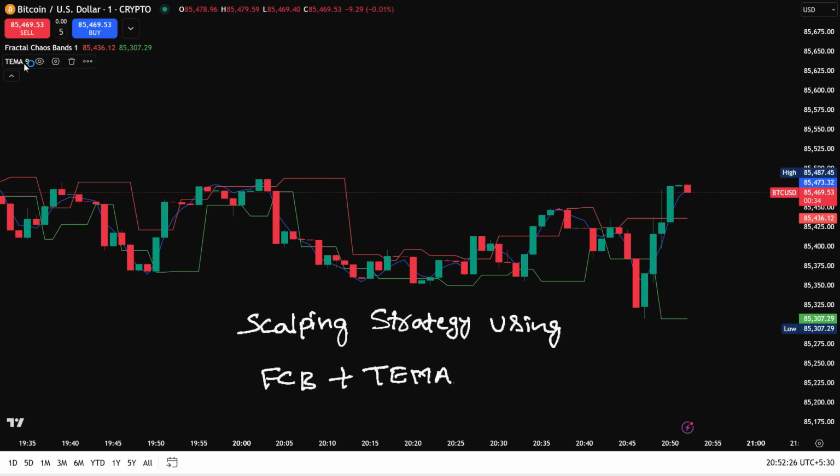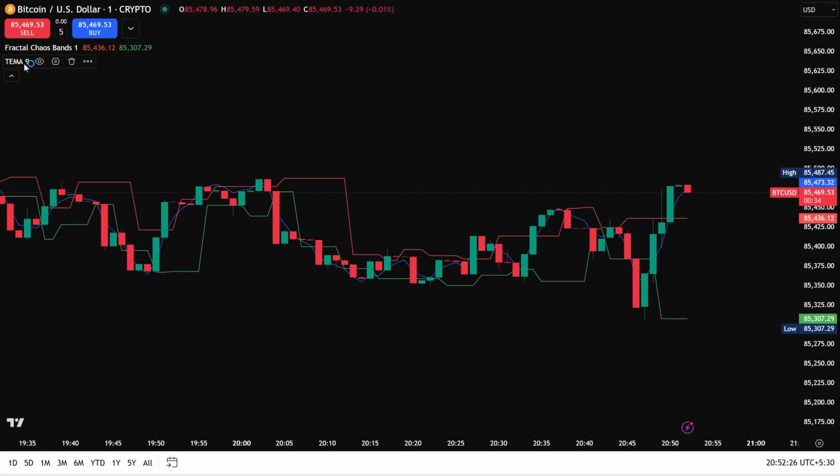I'll walk you through exactly how to read these indicators, how to combine their signals for entry and exit points, and most importantly, how to avoid false moves and stay on the right side of the trend. Whether you're a beginner or a seasoned trader, this method is simple to follow and powerful in results. So fire up your charts and let's jump right in. You're going to love this one.